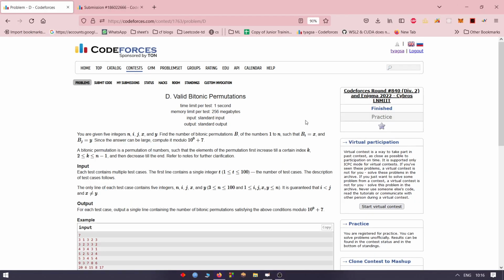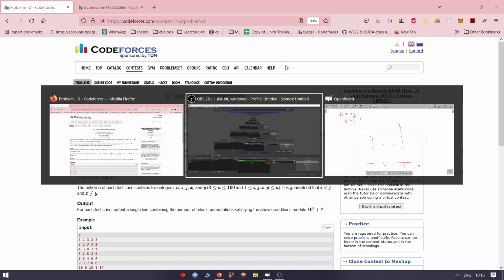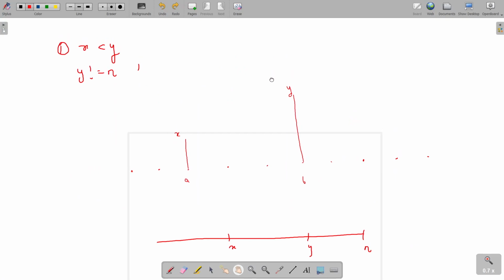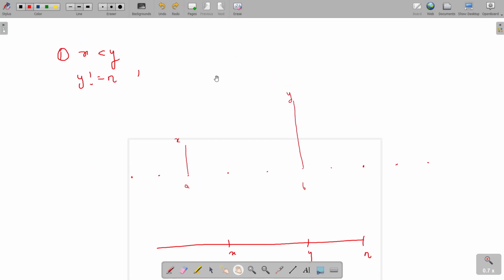Hello everyone, I'll be explaining problem D of Codeforces Round 840, Valid Bitonic Sequence. So what does the problem say? Basically, you are given five things. You are given the size of an array. You are given two indexes in the array, A and B, and you're also given what the values of those elements are.